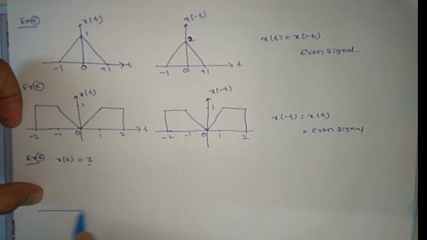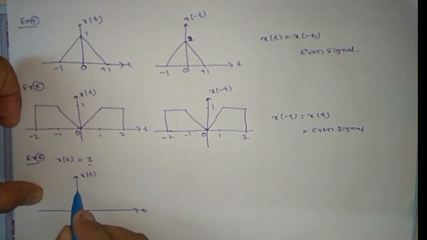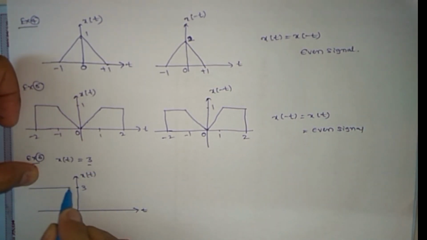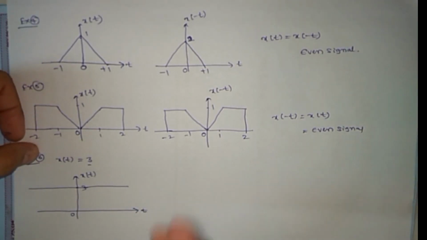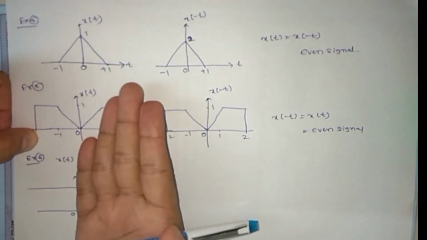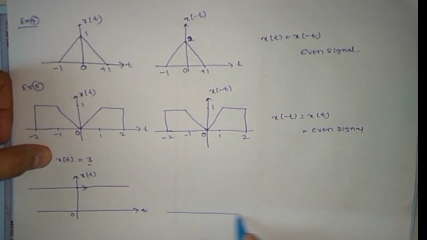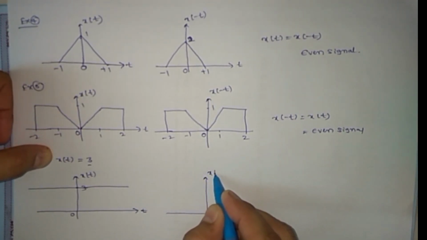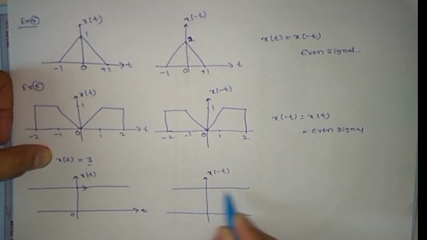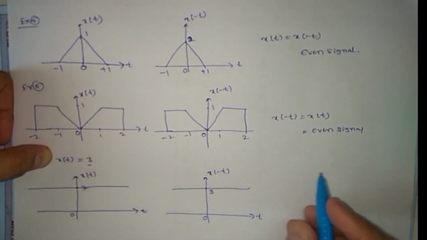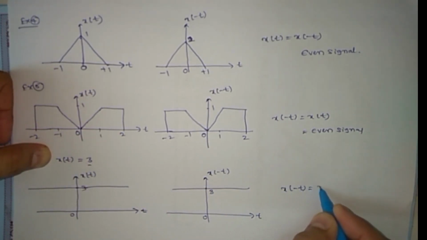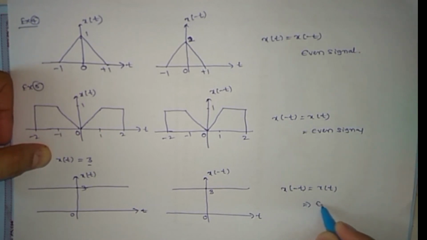So if you draw this graphically, x of t is 3 forever, constant, right? So this constant is just a mirror image. Whatever you are seeing in the mirror, you bring to this side. So what will come? x of minus t, if you draw this, again you will get the same 3. So both signals are the same here. x of minus t equal to x of t. This signal is an even signal.